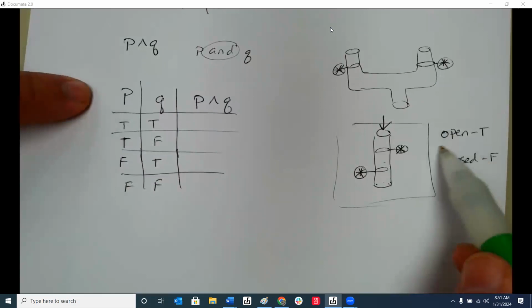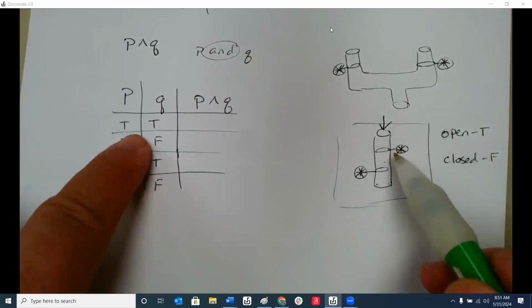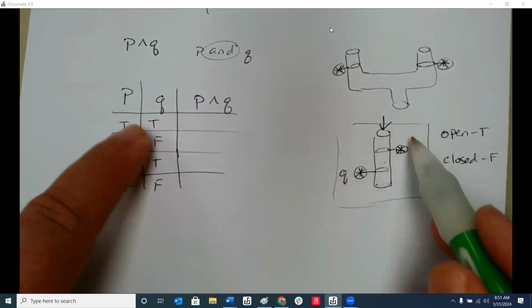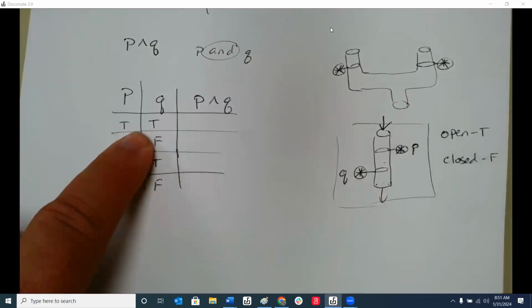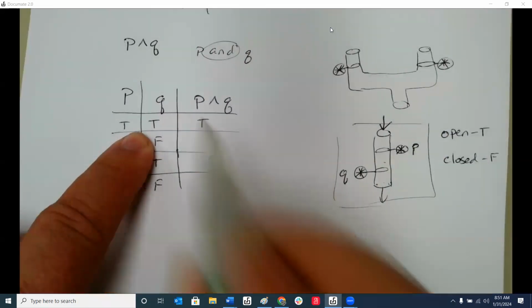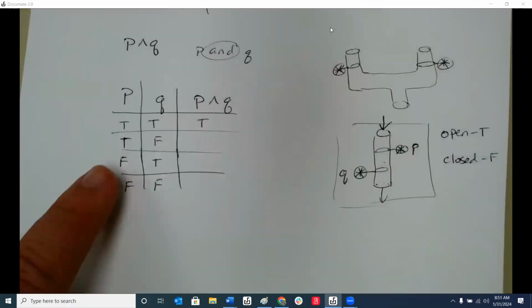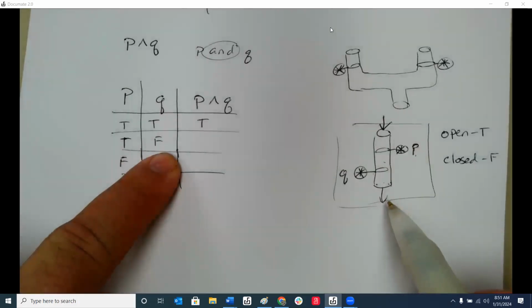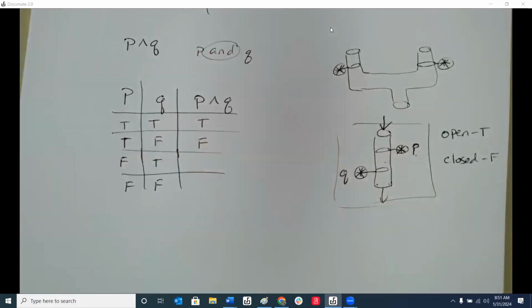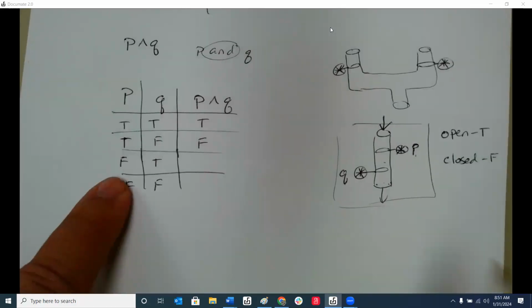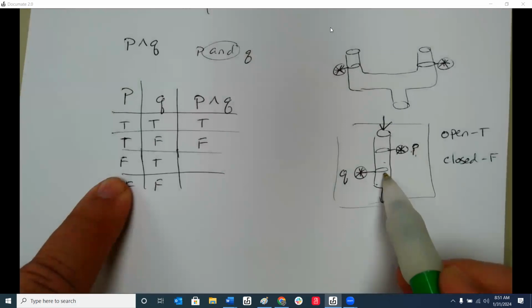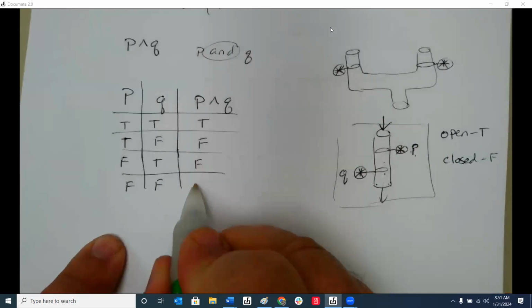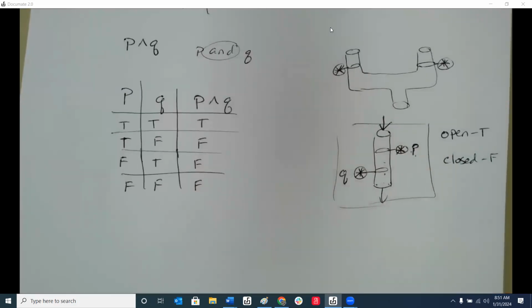So let's look at the and statement. What this one says, this is P and this is Q. If they're both open, will water come out? Yep, so it's true. If this one's open and this one's closed, will water come out? No. If this one's closed and this one is open, no. If they're both closed, will water come out? So there's a truth table for the and statement.